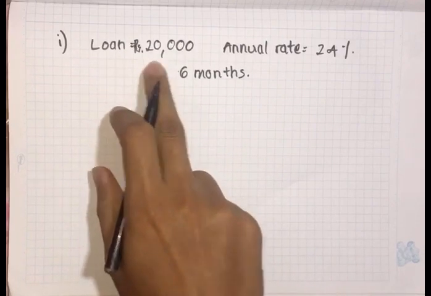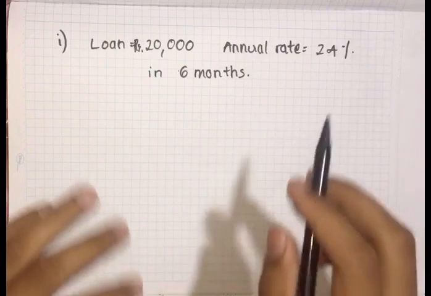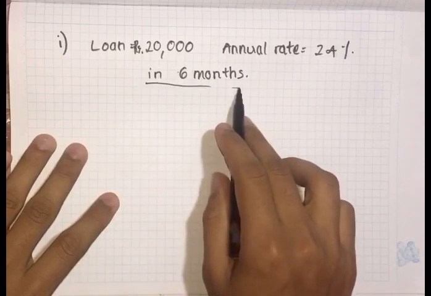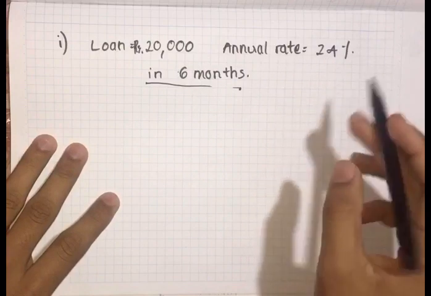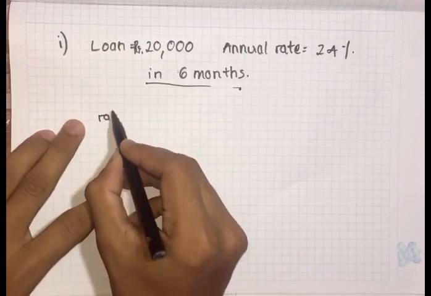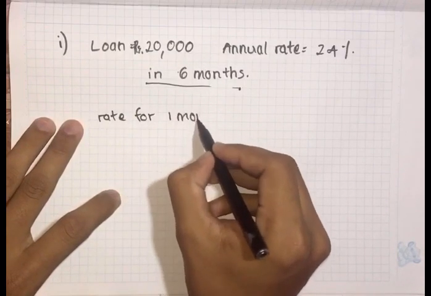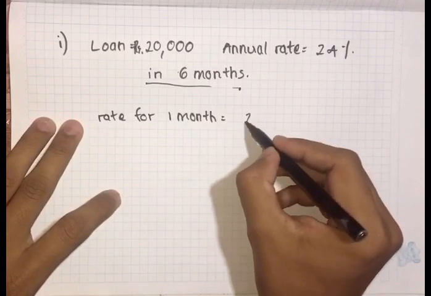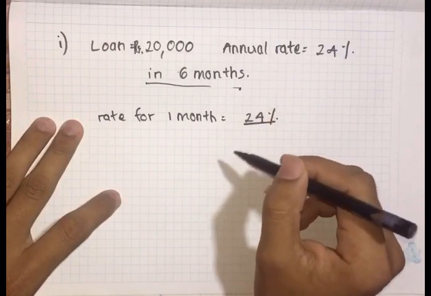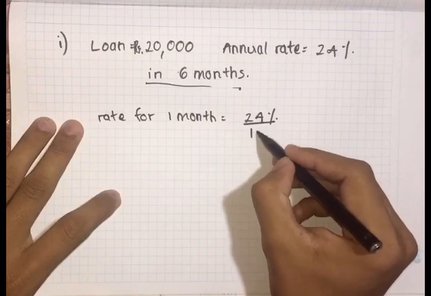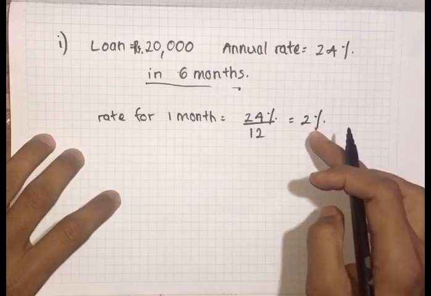Now with this 20,000 they will be charging an interest rate also, no? Okay, now how do you find it? Since we are dealing with months, we have to find the interest rate per 1 month. Am I correct? Yeah. So what should you do? Let us find the rate for 1 month. 24% you have to divide by the number of months per year. The annual means per year, so you have to divide by 12. That will give you 2% for 1 month.